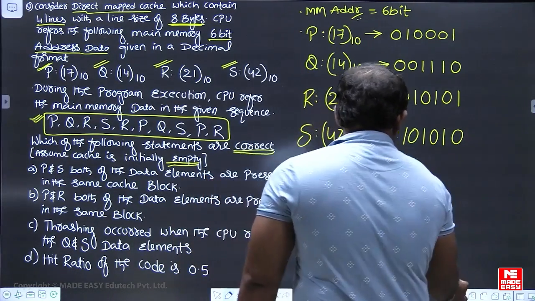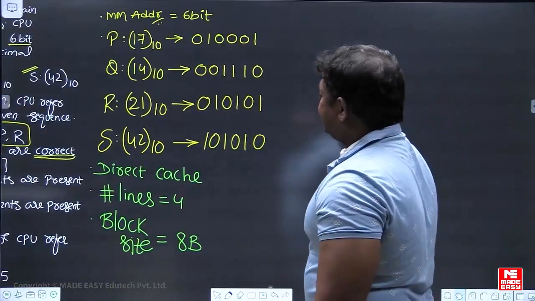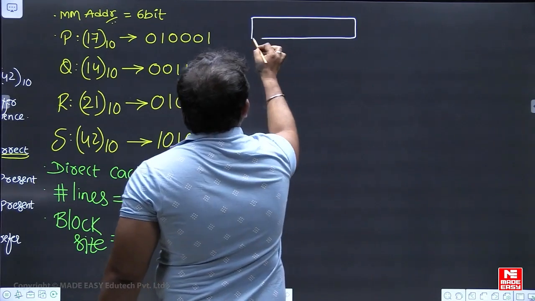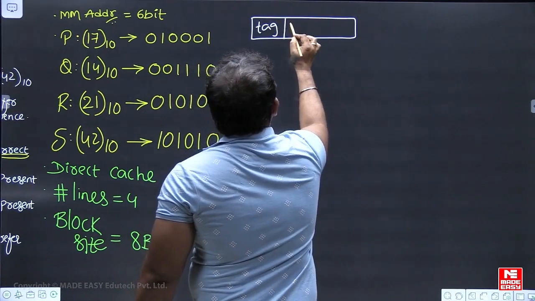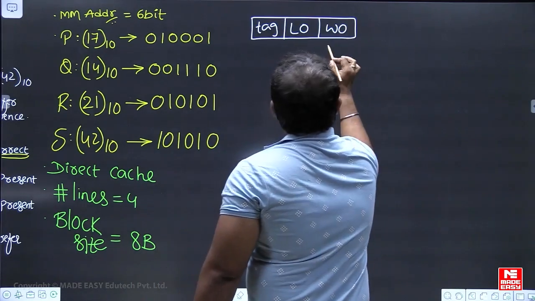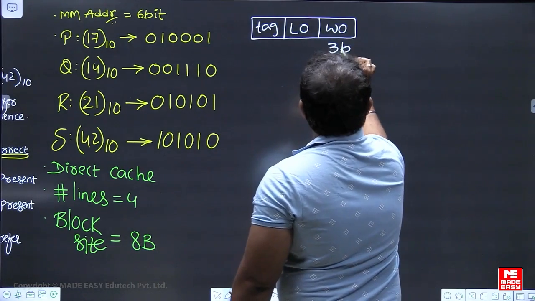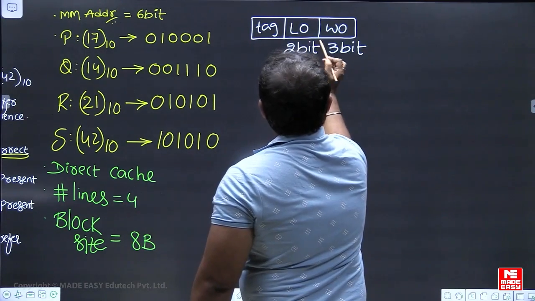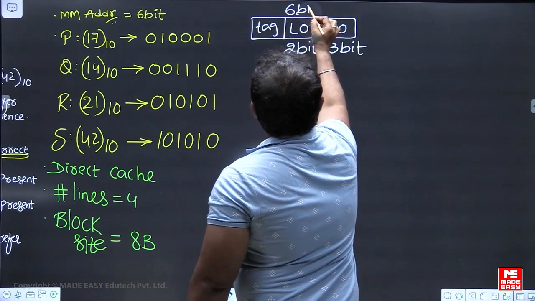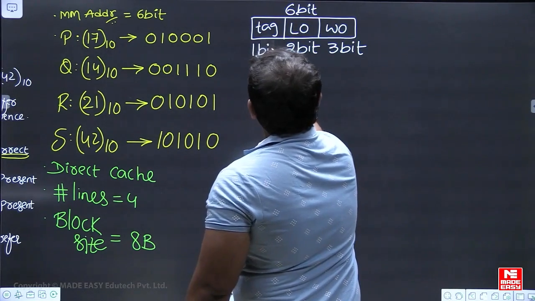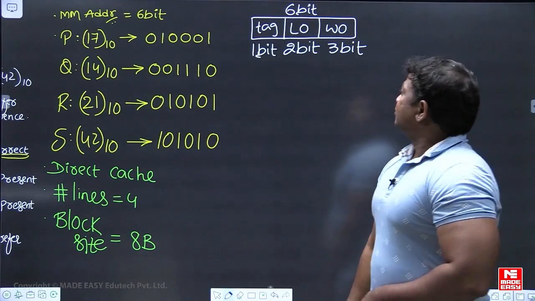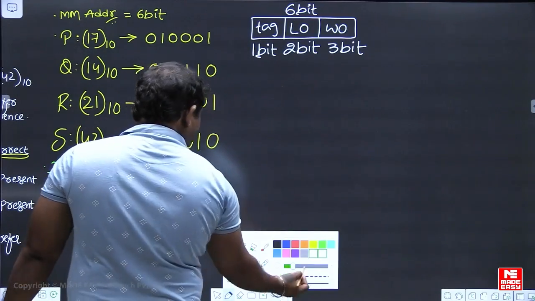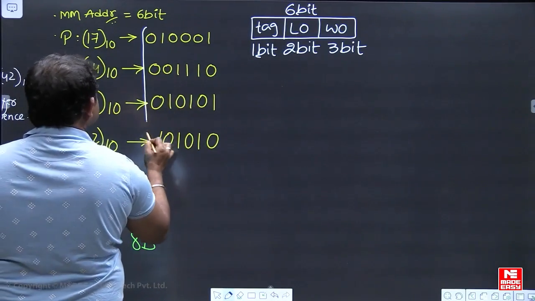According to this, we need to identify the address format. The direct mapped cache address format is tag, line offset, word offset. The word offset is log 8 base 2, so 3 bits. With 4 lines, the line offset is 2 bits. This is a 6-bit address, so the tag is 1 bit. Is it clear? 3 bits, 2 bits, 1 bit. Now interpret all these addresses in this format.